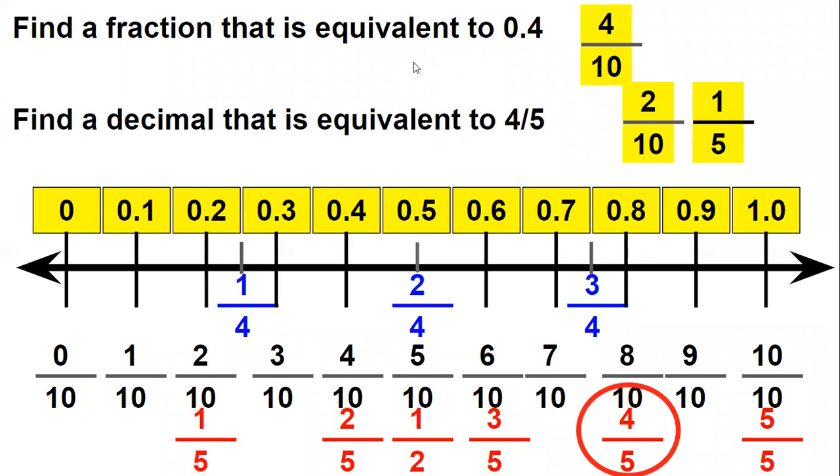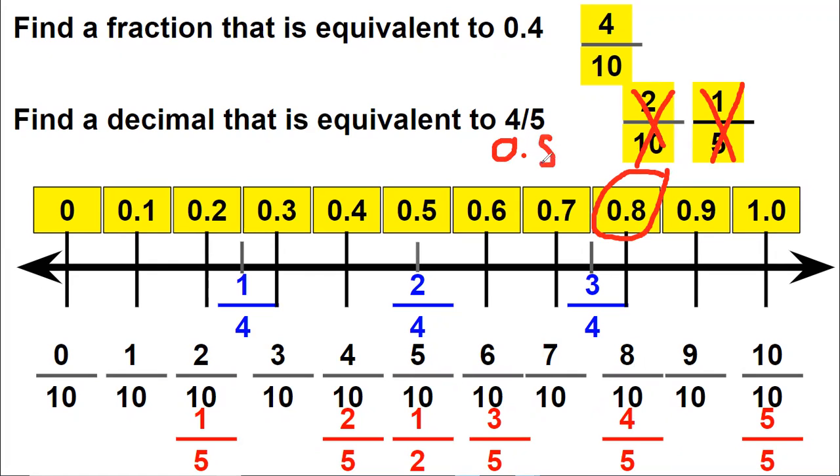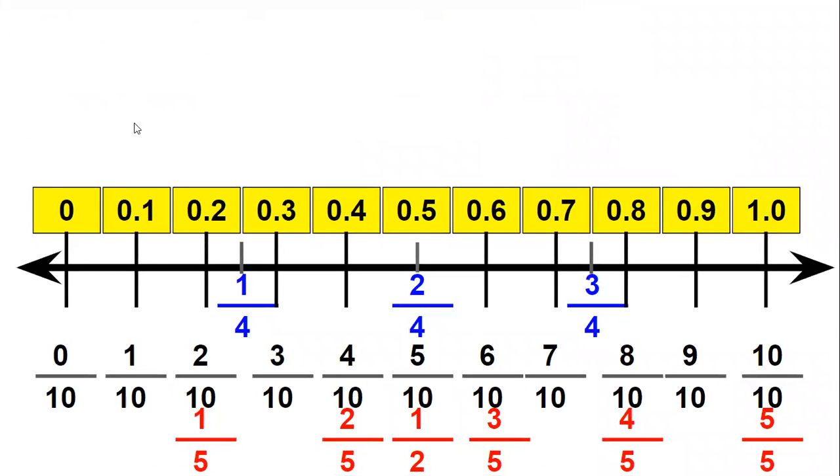Okay, I'm going to change the wording. Find a decimal that is equivalent to 4/5. I'm going to X these off because they are not. So go straight up, it's 0.8, like we said. So, a glitch in my computer program there. That is the answer. That is a decimal equivalent to 4/5. All right, let us move on. Clear that. Now that we've had all this craziness going on here.